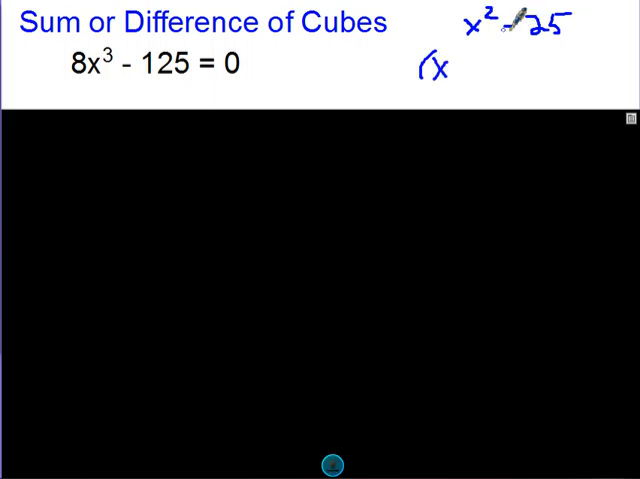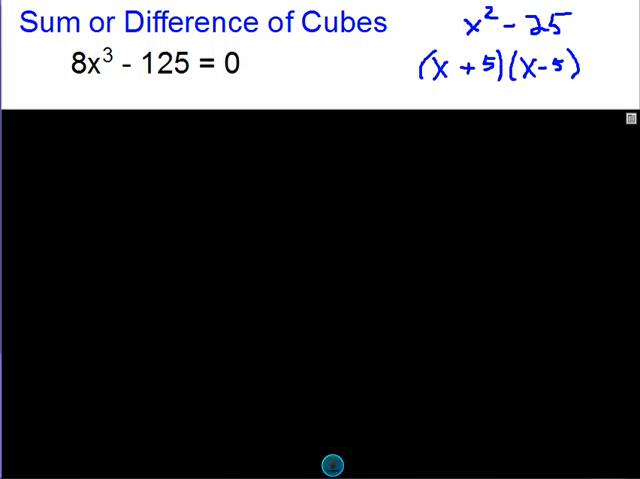You took the square root of x squared, you got x. Took the square root of 25, you got 5. And remember to cancel out the middle terms, you'd have to have one of the binomials be a positive, one be a negative. So you had this factored into x plus 5, x minus 5.